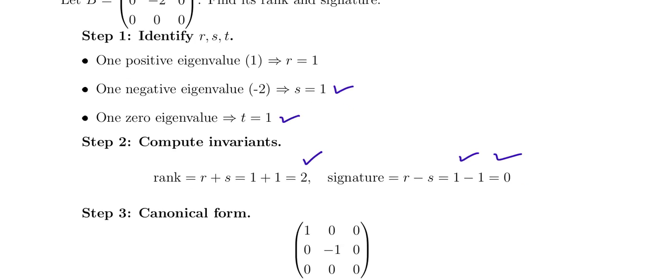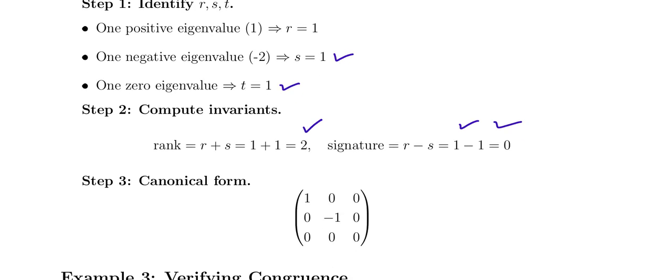So what is the canonical form? The canonical form means the block matrix I_R, minus I_S, and the 0 matrix. Here R is 1, so I_R is a 1 by 1 matrix, that is 1. Then minus I_S, where S is 1, is a 1 by 1 matrix, so minus 1. And the last block is the 0 matrix. So this is the corresponding canonical form.